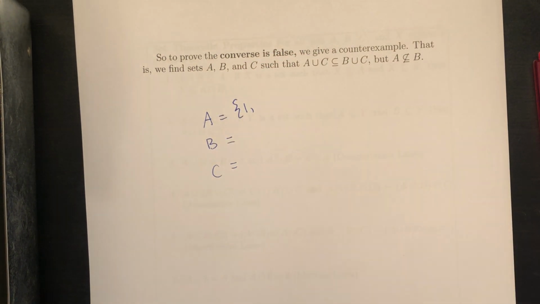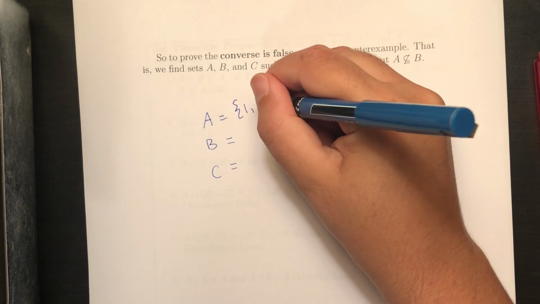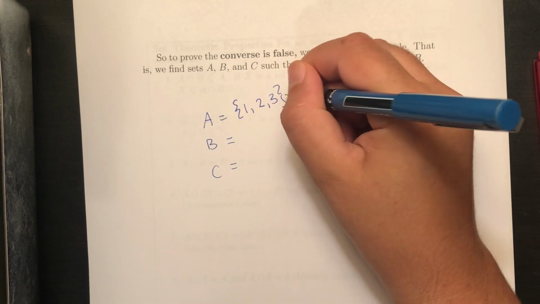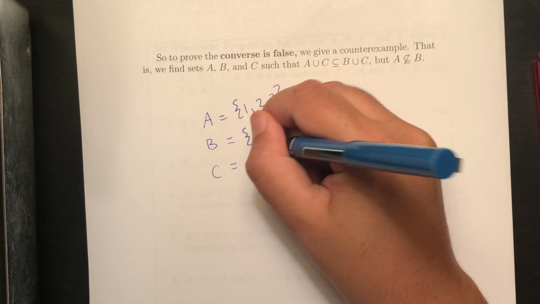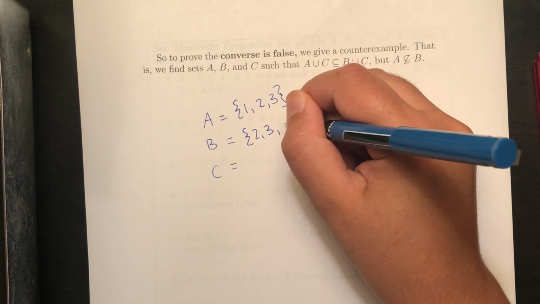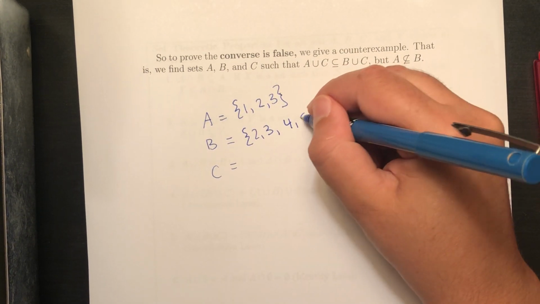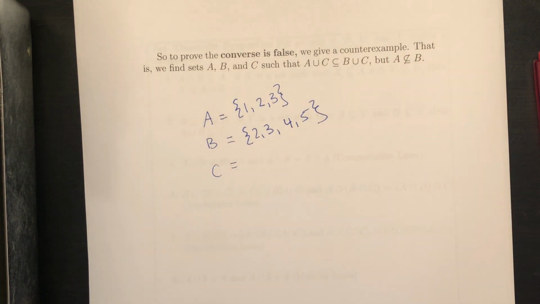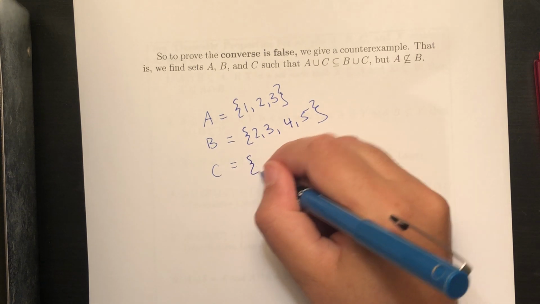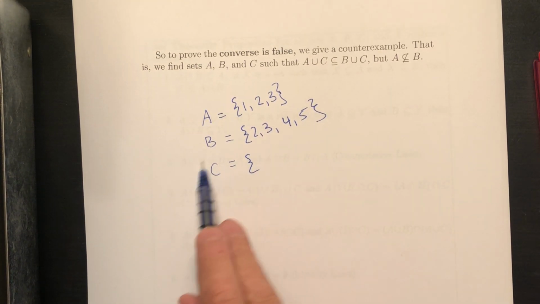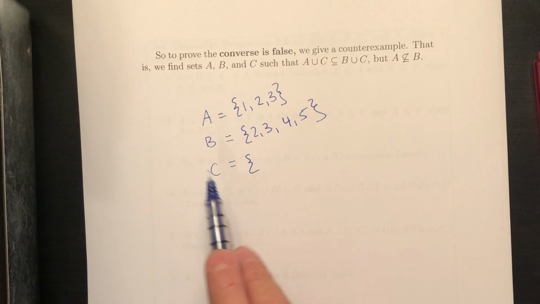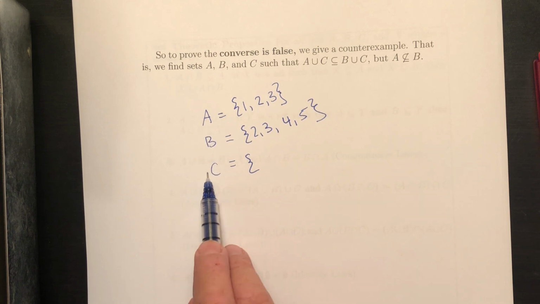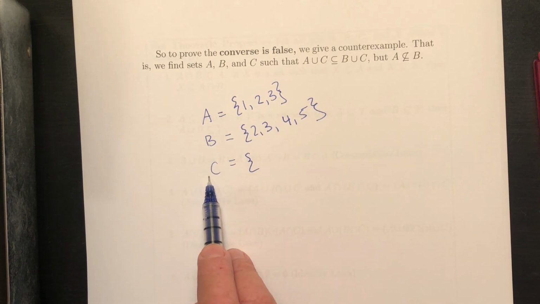Let's call that element 1. Maybe A has some other stuff. I'll throw a 2 and a 3 in here, and I'm going to put that 2 and 3 in B also. Let me just add some more stuff too. I'm just playing around with it. I don't necessarily know what I'm trying to do yet. But now I need to make sure that whatever my C set is, it makes it true that A union C is a subset of B union C.